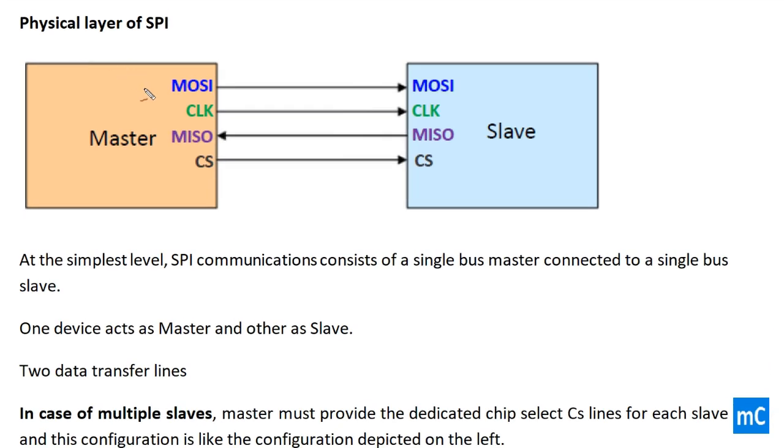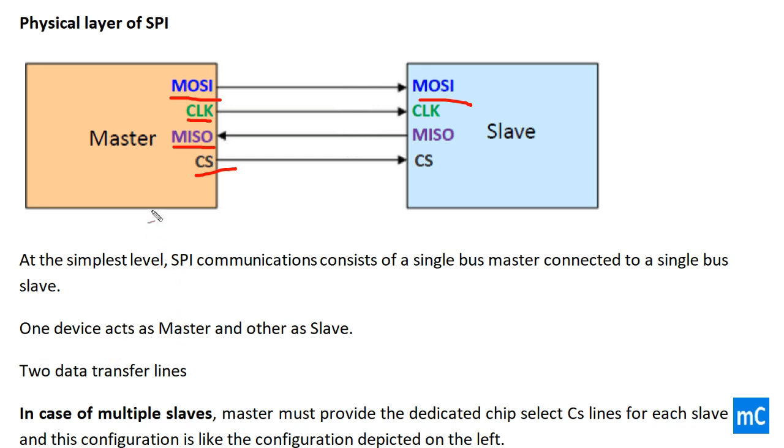Physical layer of SPI. SPI consists of four wires. One is MOSI, master out slave in, and then clock, MISO, that is master in, slave out, and then chip select. You will see how these four pins help SPI to communicate from master to slave or slave to master. At the simplest level, SPI communication consists of a single bus master connected to a single slave. That is the simplest SPI physical layer.